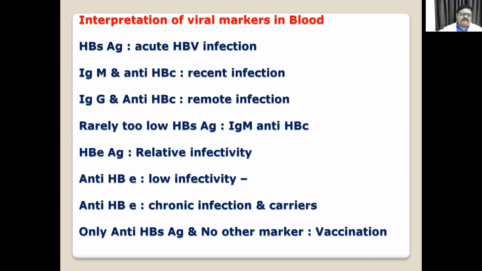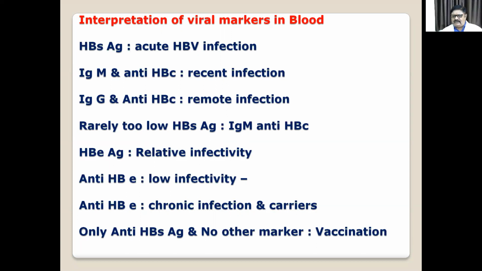So, interpretation of viral markers in the blood. If you see HBsAg, it is acute HBV infection. IgM anti-HBc, recent infection. IgG anti-HBc antibody, remote infection. And rarely, you may see only IgM anti-HBc without hepatitis B surface antigen. HBeAg means relatively high infectivity. Anti-HBe antibody means low infectivity. And anti-HBe also may be there in chronic infection and in carriers.